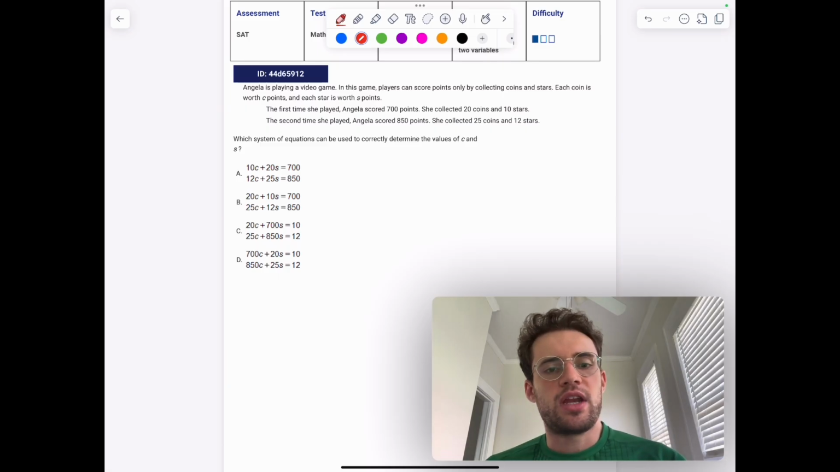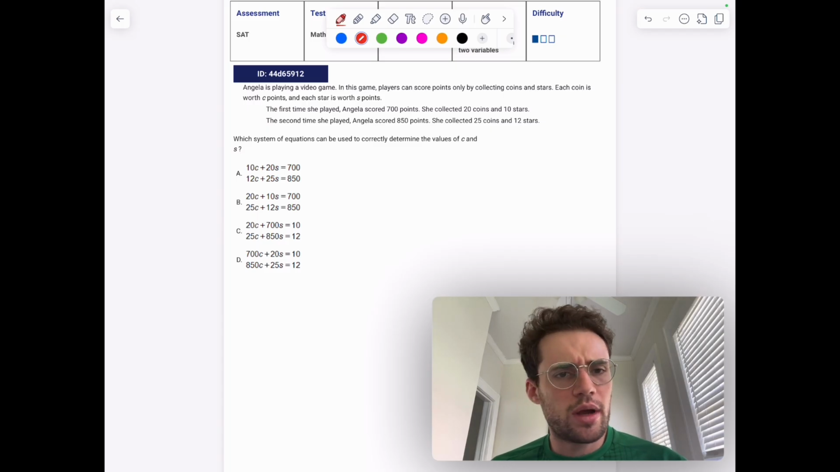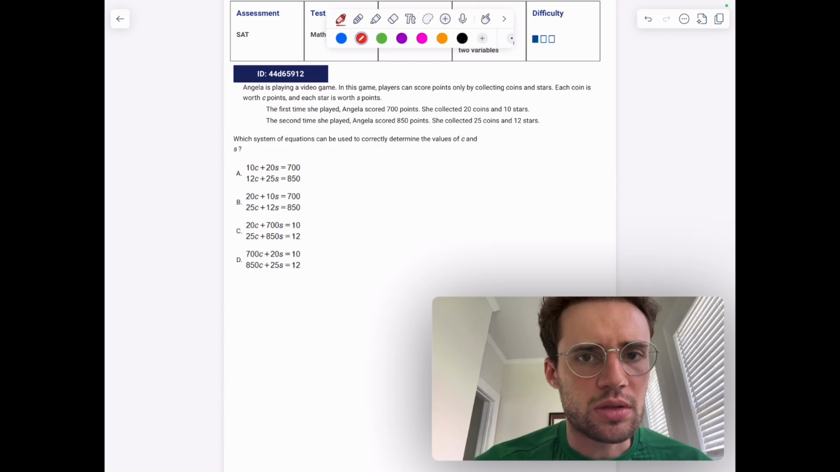Angela is playing a video game. In this game, players can score points only by collecting coins and stars. Each coin is worth C points and each star is worth S points. So let's do the coins are worth C points. The stars are worth S points.